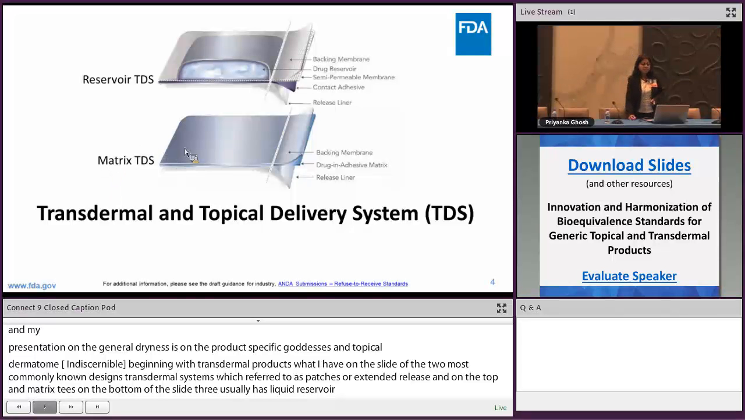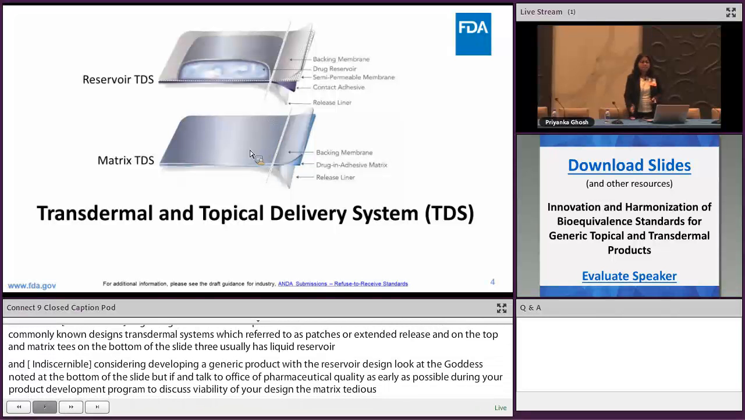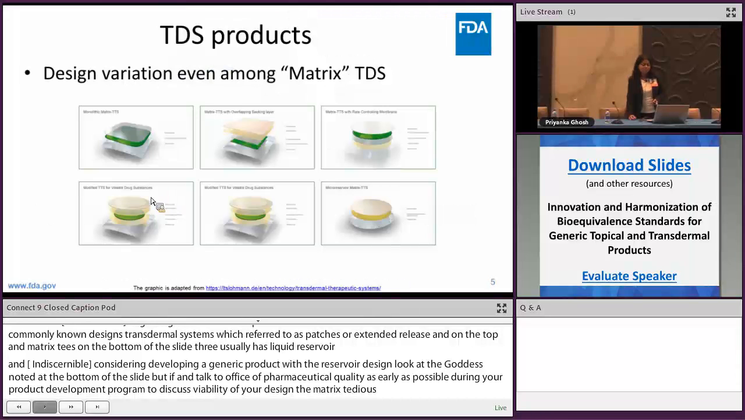In the most simplistic design, you have the backing membrane. This is the part that you can see when the product is applied on a patient. The drug adhesive layer, which is responsible for delivering the drug. And then you have the release liner, which is removed prior to application of the product on the skin. And like I said, this is the most simplistic design of a matrix-based system.